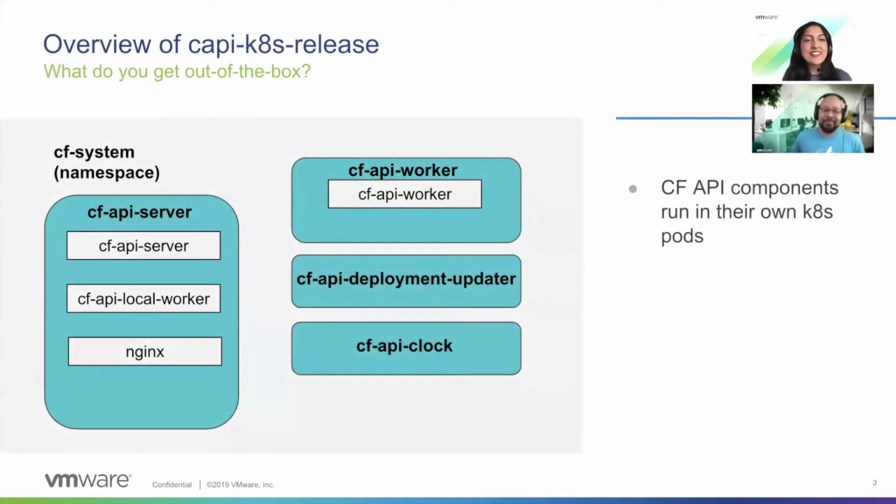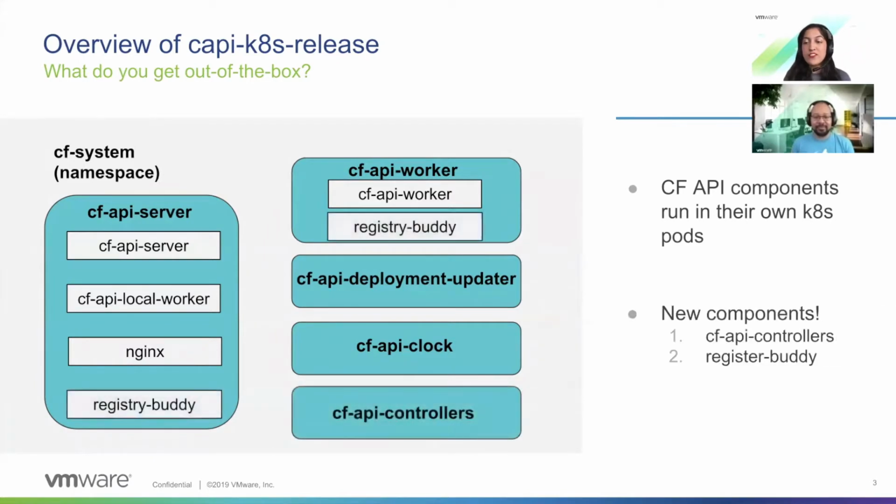So now let's dive into an overview of what you get out of the box for CAPI K8s release. So most of the CF API components that you know and love, such as the CF API server, CF API worker, the deployment updater, and the clock, are all components that run in their own Kubernetes pods in the CF system namespace. There are also some new components, the CF API controllers and the register buddy. We will get into what these components are for in the future slides.